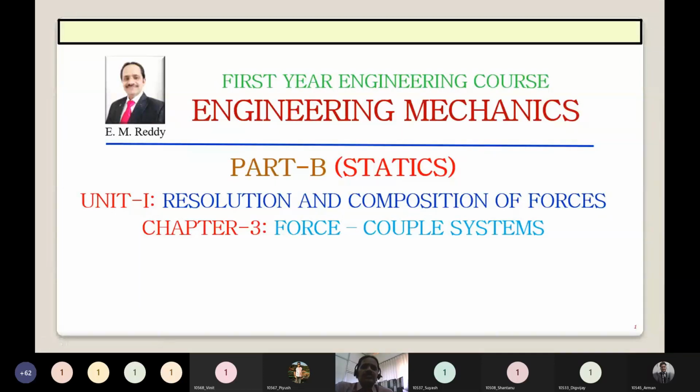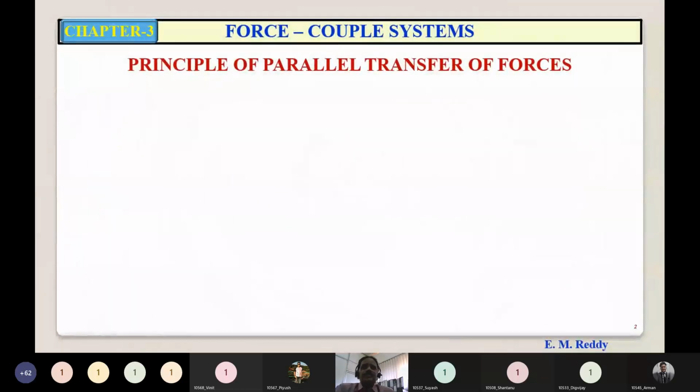So in Unit 1, Resolution and Composition of Forces, this is Chapter 3, Force Couple Systems. There is one important principle, that is the principle of parallel transfer of forces. This concept is very, very important, especially to find out the position of resultant for a general force system. Please note down the statement first. Principle of parallel transfer of forces.